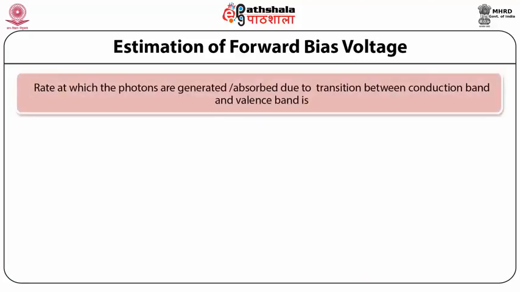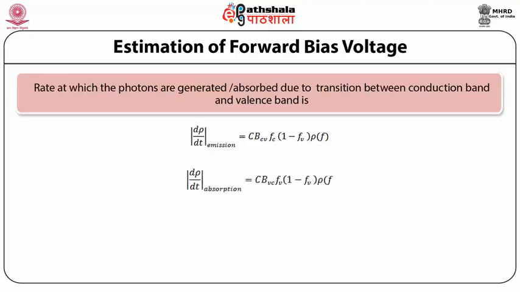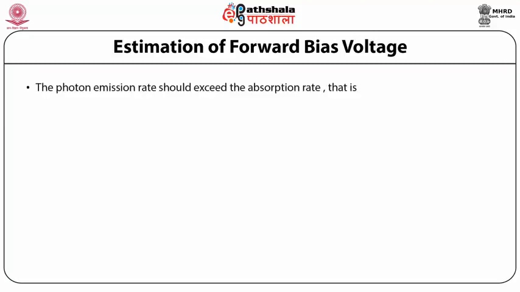Now the rate at which the photons are generated or absorbed due to transition between the conduction band and the valence band is given, corresponding to emission, by d phi upon dt equal to C Bcv Fc (1 minus Fv) rho of f, and corresponding to absorption, d phi upon dt equal to C Bvc Fv (1 minus Fc) rho f. The photon emission rate should exceed the absorption rate, that is, d phi upon dt due to emission is greater than d phi upon dt due to absorption, then and only then can we have the net emitter of photons.